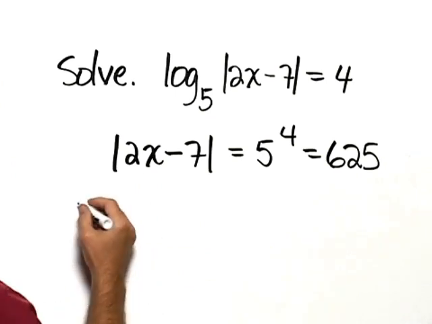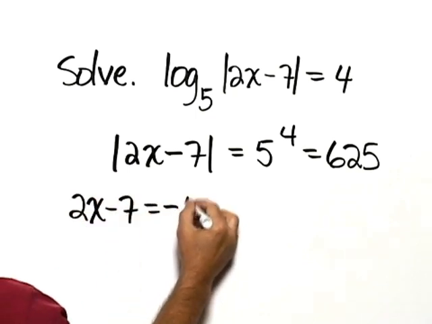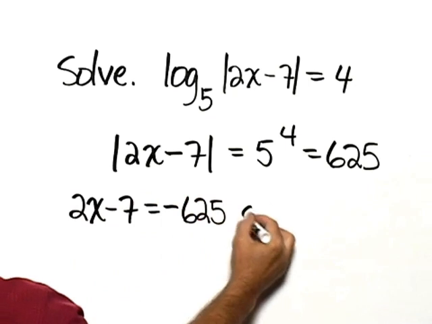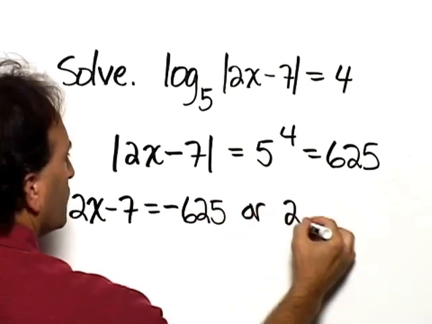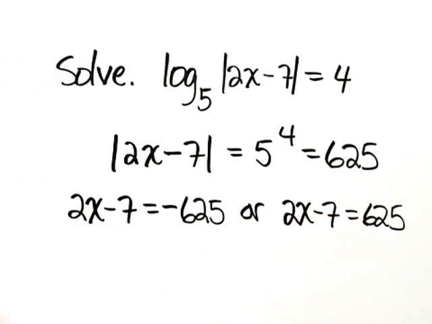Therefore, we have two equations. 2x minus 7 equals negative 625, or 2x minus 7 equals positive 625. Let's solve each of these equations separately.